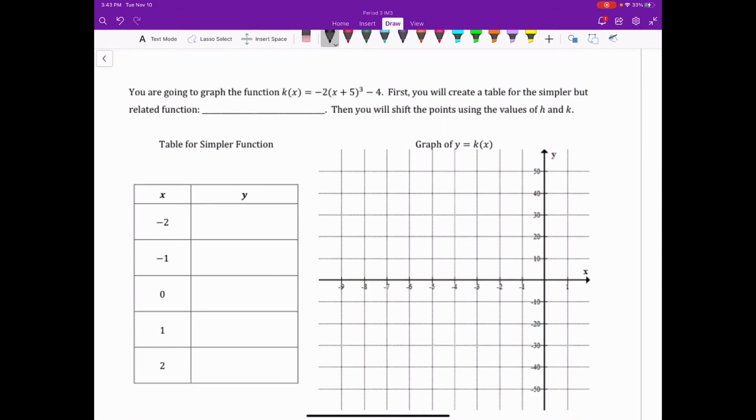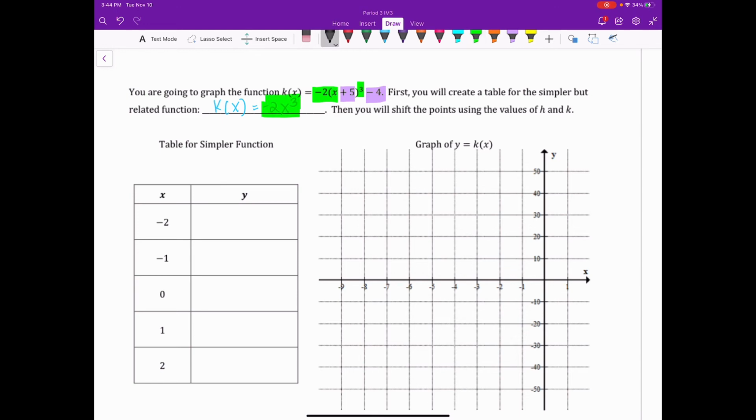Okay, another example. So I have k of x equals negative 2x plus 5 to the third power. So first, I'm going to create a table for the simpler but related function, and I'm going to write k of x is equal to negative 2x to the third power. So I'm ignoring, for now, the h and the k. That's the only thing I'm ignoring. But this here, the negative 2x to the third power, is here. This is what I'm creating a table for.